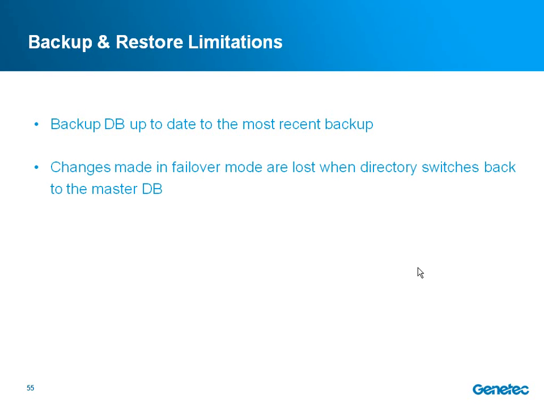Now, there's a few limitations I'd like to mention as well. When you hit a failover condition, the backup database is only up to date as of the last backup that was done. So, if your last backup was 45 minutes ago and you made a change 15 minutes before the system failed over, that change won't be reflected in your backup database. When the database fails back to the master database, any changes that were done in failover mode are not kept. The only database that does backups is the master database, so when you're in failover mode, the database backup function is disabled.